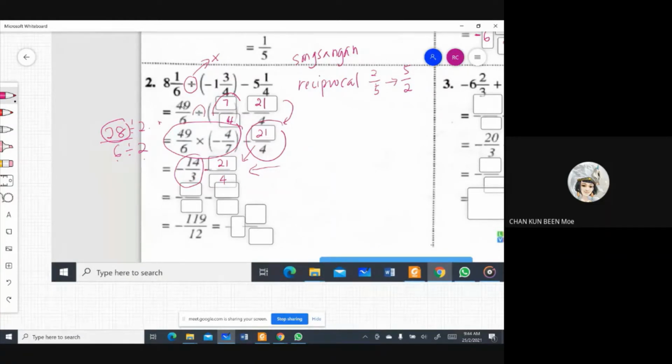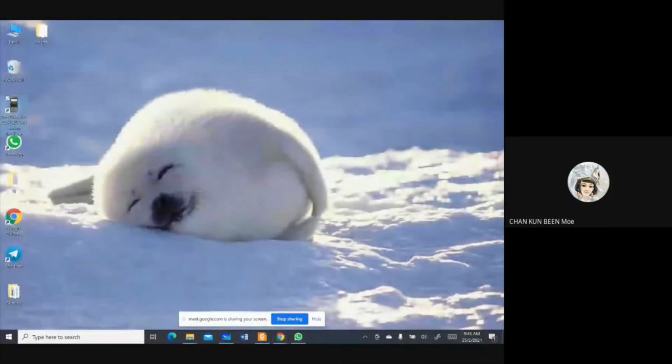First thing, again, you have to equate the denominator. So the lowest common multiple for the denominator over here is 12. 3 times 4, 12, so 14 times 4, we will have 56. This one you times 3, right? 21 times 3, you get 63. After that, negative 56 minus 63. If you don't know how to calculate it, you just go to your calculator.